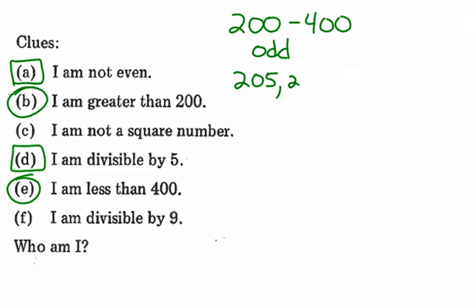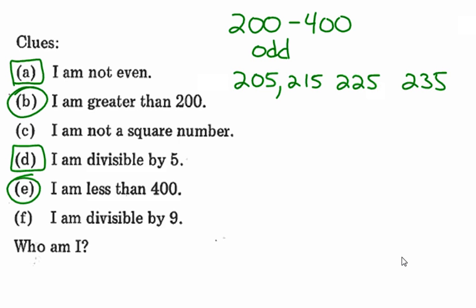So the next one is 215. Then you can't have 220, so you can have 225. You can't have 230, but you can have 235. And you can continue on in this way and really narrow things down, because then you can cross off anything that's a square number, and then I'm divisible by 9. Should really be able to get that list down.